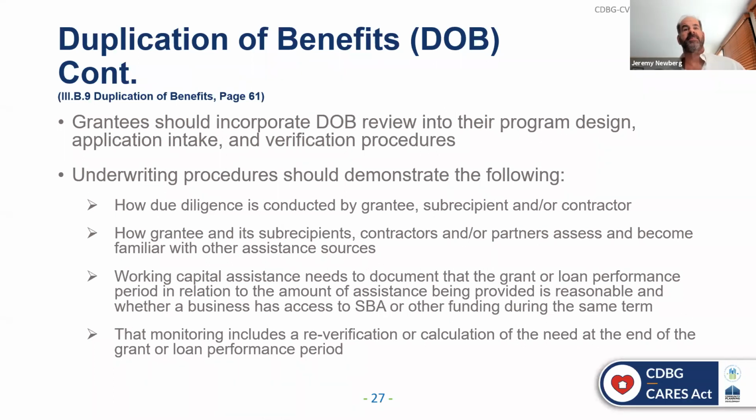It may be that a business that you're trying to help is so fragile that getting an SBA servicing loan puts them at risk. So then a CDBG-CV grant or forgivable loan might be a better solution. Just be clear on the analysis and document it. The monitoring includes re-verification or calculation of the need at the end of the grant or loan performance period. And so whenever you're doing working capital assistance, always be clear on the performance period, because that's how you can put your line in the sand for DOB analysis. Next.